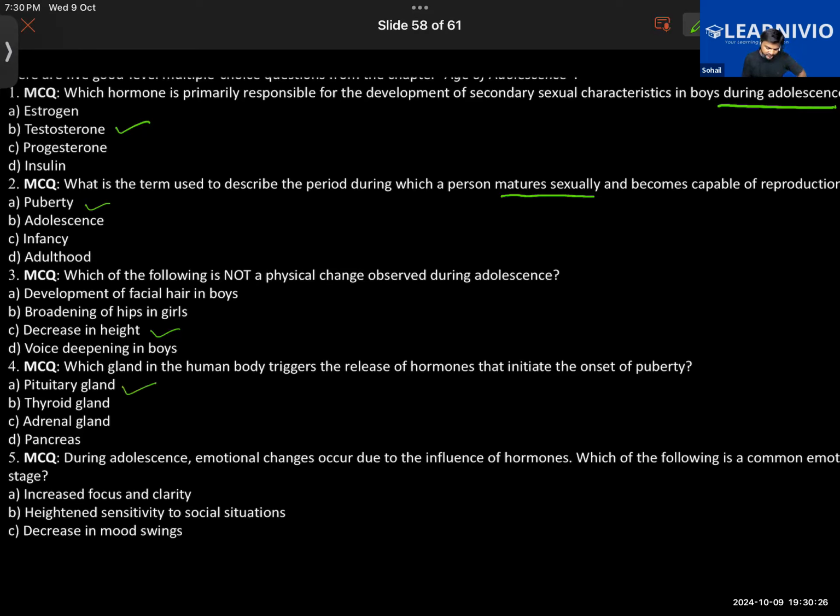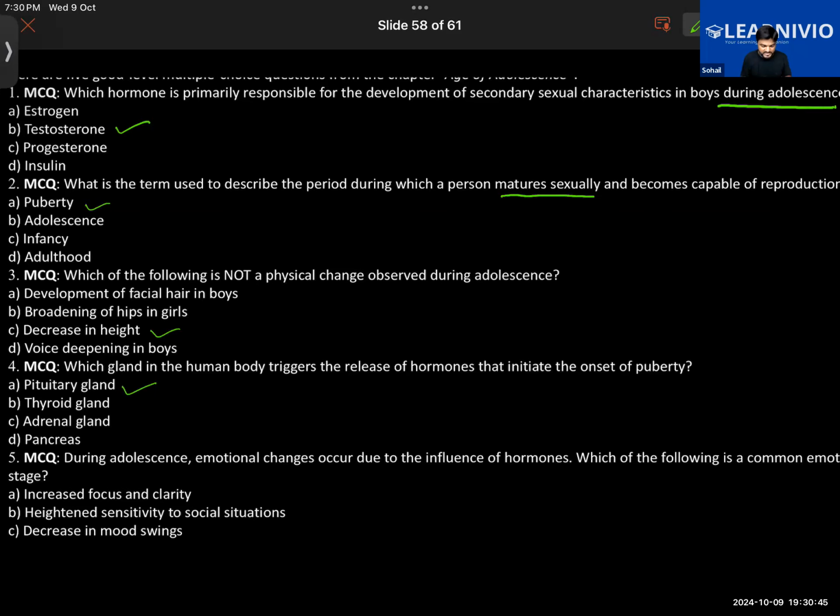Now it triggers the release of hormones that will be initiating the onset of puberty. Basically, it will be signaling and stimulating the testis and the ovary to release testosterone and progesterone, also to release sperm and ovum. Particularly sperm and ovum we should be talking about.